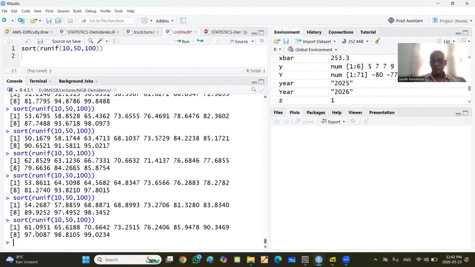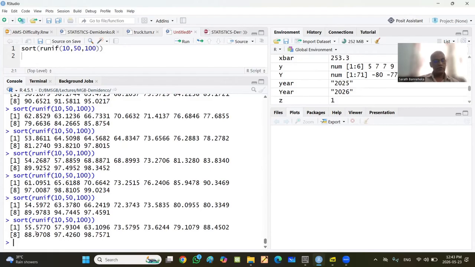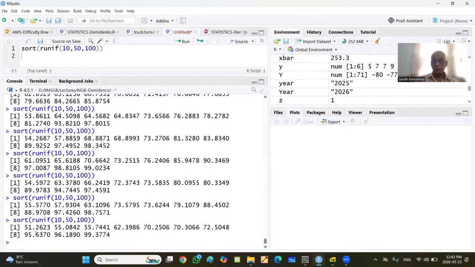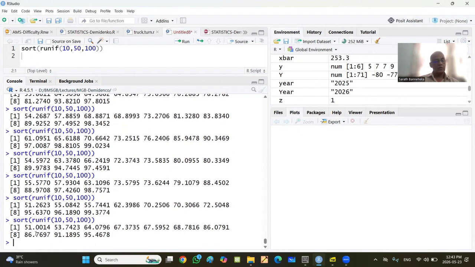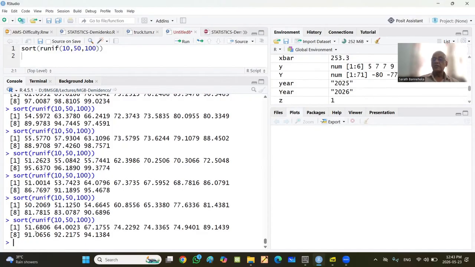We have done it now several times and we didn't get any 70s. 54 is the minimum, 55.5 is the minimum, 51.2 is the minimum, 51.00, 50.20, 51.68. So we got a few minimum values which are close to 60, but not more than 65.